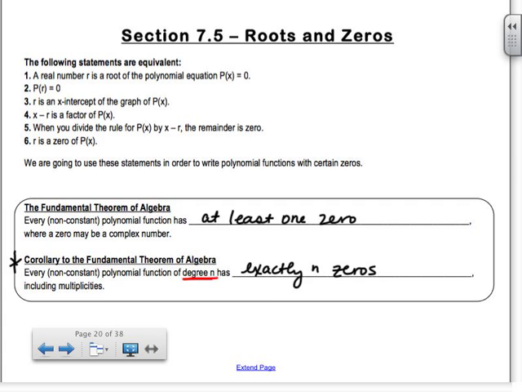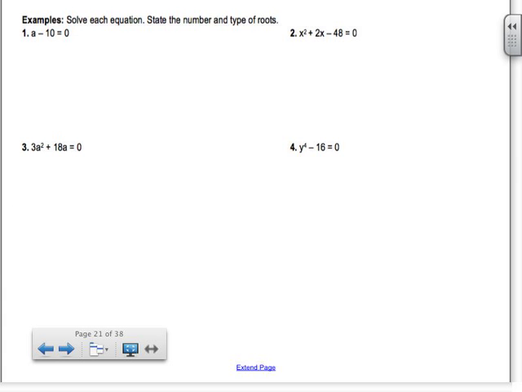All right, it starts out pretty basic. So solve each equation. This is taking it back to Algebra 1. State the number and type of roots. So solving the first equation is very easy. It's just a equals 10. Okay, so that means there's one solution. And that solution is a real solution.